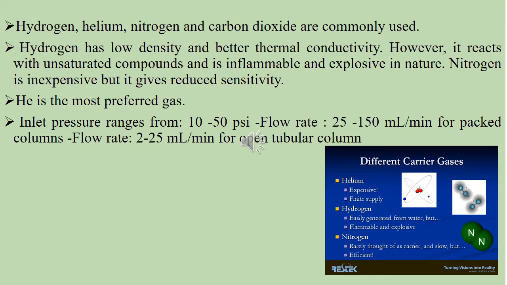Hydrogen, helium, nitrogen and carbon dioxide are commonly used as carrier gas. Hydrogen has low density and better thermal conductivity, but it reacts with unsaturated compounds and is inflammable and explosive in nature. Nitrogen is inexpensive but it gives reduced sensitivity. Helium is the most preferred gas. Inlet pressure ranges from 10 to 50 psi, flow rates 25 to 150 milliliter per minute for packed columns, and flow rate is 2 to 25 milliliter per minute for open tubular columns.